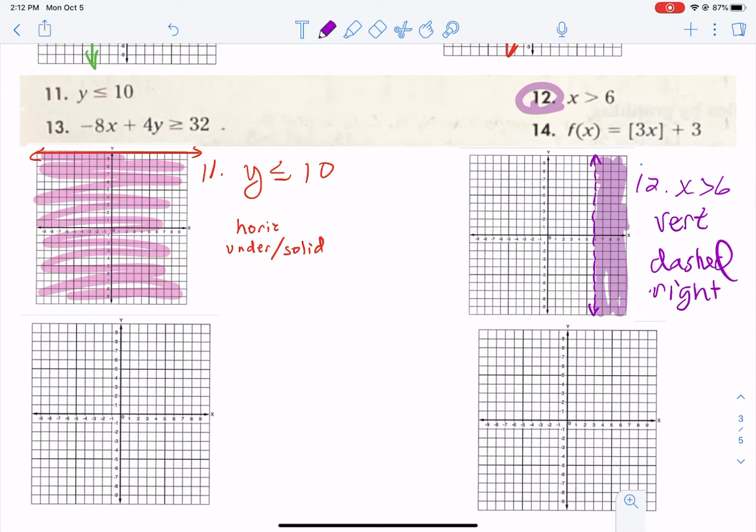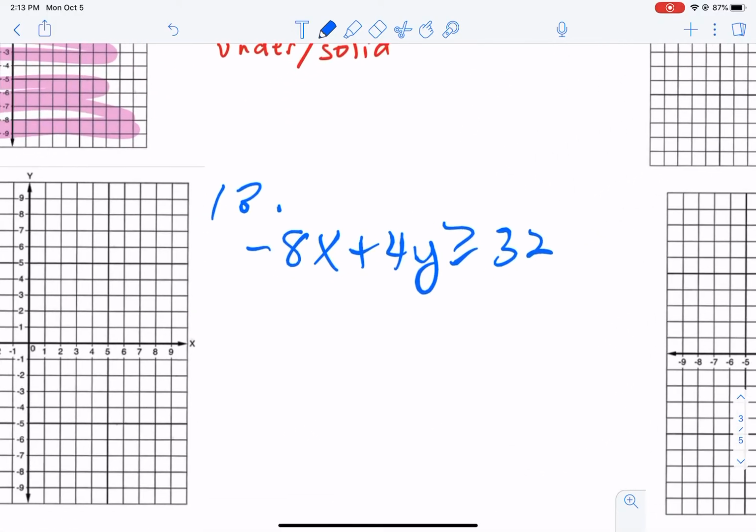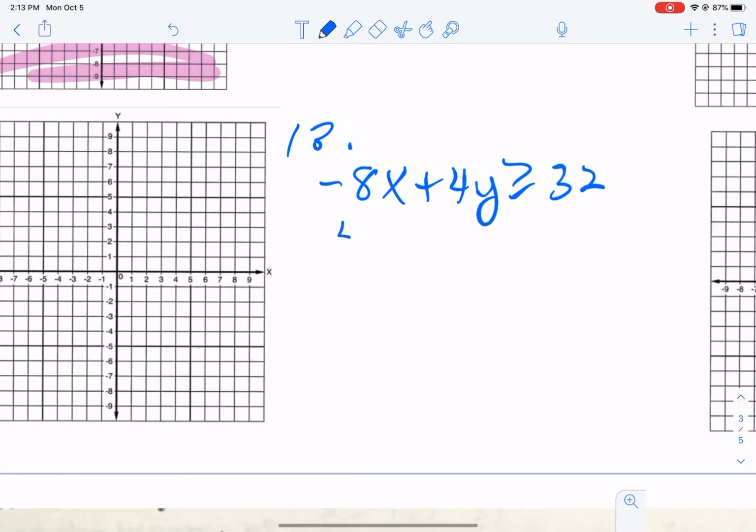Let's look at 13. Let's solve this one for y. Let me zoom in here. Let's get the y alone. So let's add an 8x to both sides. So it'll be positive when it goes over to the other side. Then let's divide by 4. And now we can graph it.